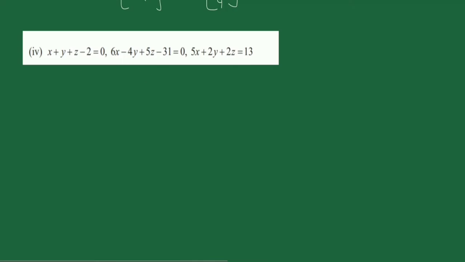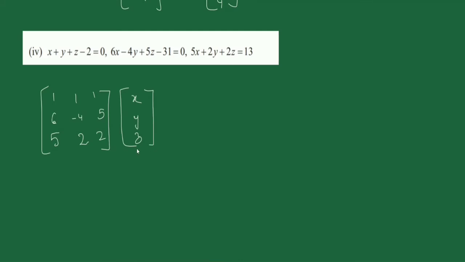To solve using the matrix inversion method, you have to check whether the coefficient matrix is a square matrix. It is a square matrix. So write the coefficients 1, 1, 1, 6, minus 4 and 5. Third equation 5, 2 and 2. That is matrix A. Matrix X is the variable matrix, that is X, Y, Z. You have to write it as a column matrix. Why are you writing it as a column matrix? Only then you can multiply.